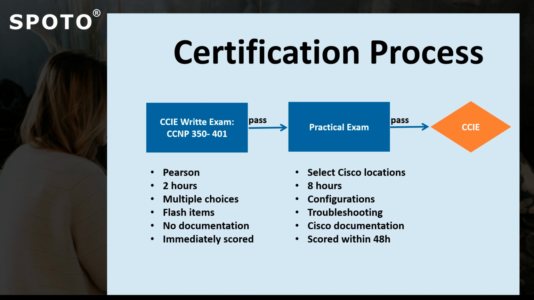CCIE EI certification validates your skills with complex enterprise infrastructure solutions. To get CCIE EI certified, you have to pass 2 exams. One is the CCIE EI written exam, which is also the CCNP 350-401 ENCOR exam. And the second is the CCIE EI hands-on lab exam, covering enterprise networks through the entire network lifecycle, from designing and deploying to operating and optimizing.